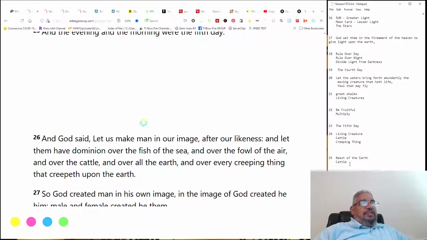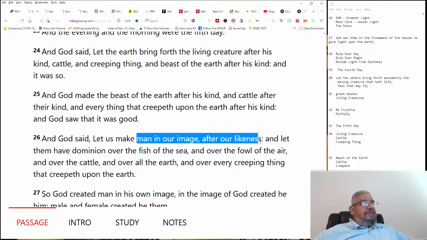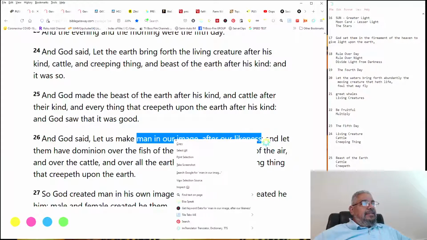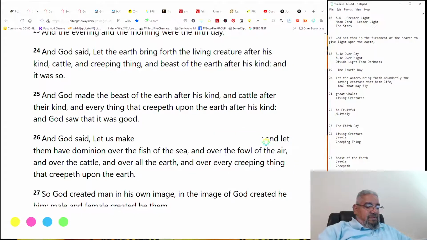Okay, now we're at 26, and here we're finished for today. And let us make man in our image, after our likeness. And that's how that will be titled. Wonderful card. Man in our image and our likeness, okay?